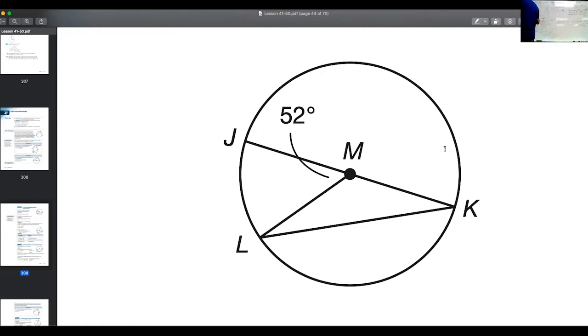Let's see here. I guess I could write on there. Should I write on there? What? Oh, it's too confusing. Let's just redraw it, whatever. So it looks like this. 52 degrees. No.